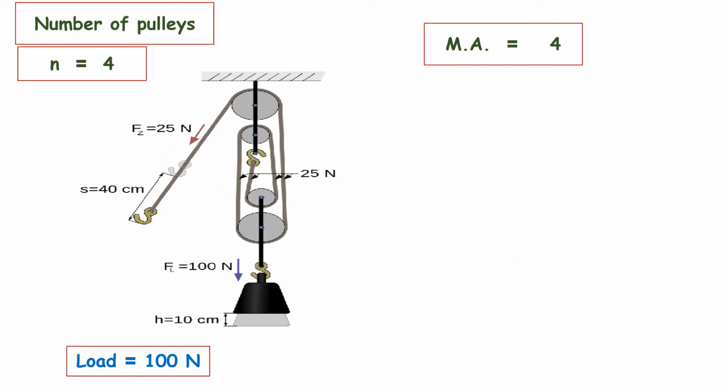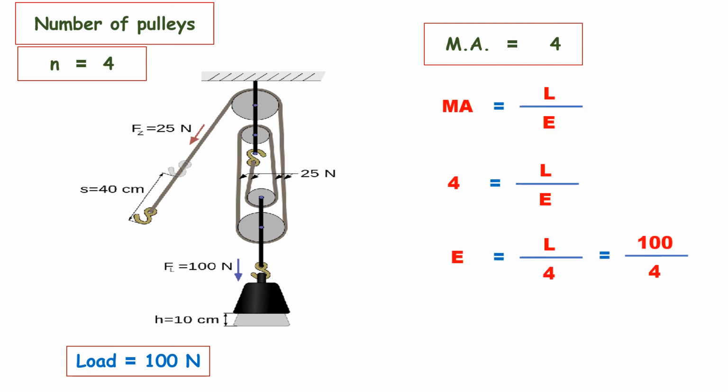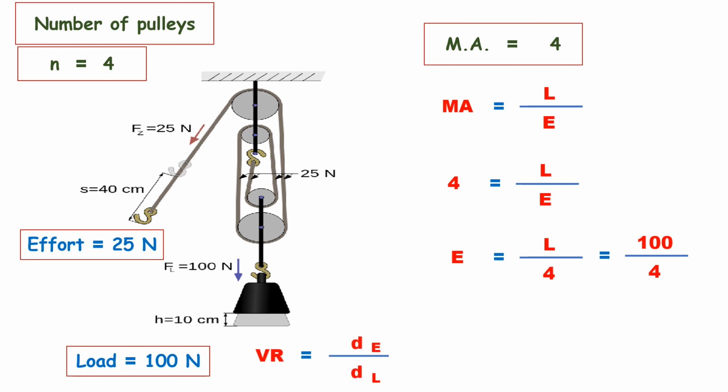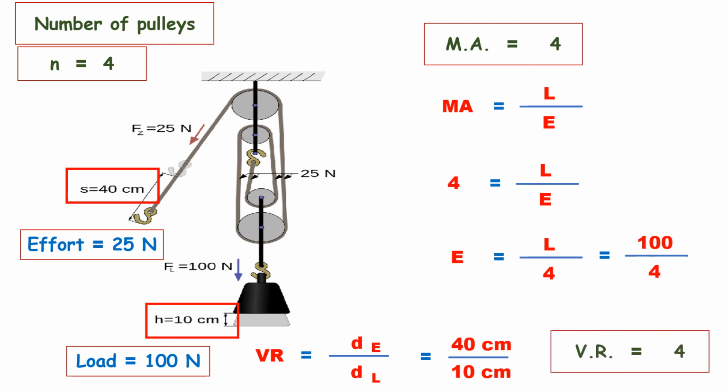Now if there are 4 pulleys, or N is equal to 4, MA is 4. So MA is 4 means load to effort ratio is 4. That means effort is reduced 4 times, or effort becomes L by 4. So if load is 100, effort will be 100 by 4. That is nothing but 25 Newton. Okay. Let us see the velocity ratio. Here you can see in the diagram that the load has moved 10 centimeter and effort has moved 40 centimeter. So in this case, the velocity ratio is equal to 4.